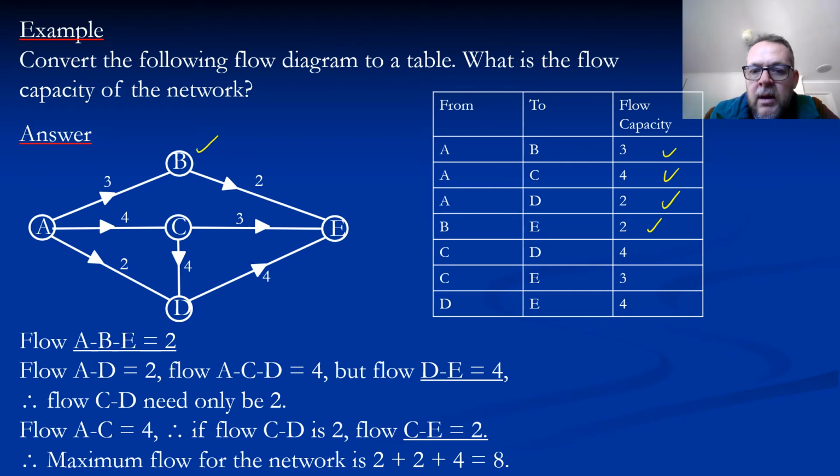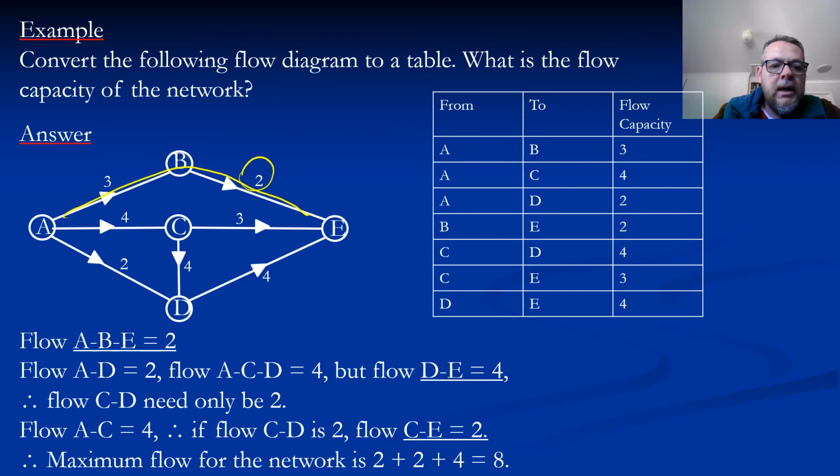Okay, now let's look at our C. C to D is 4. And C to E is 3. And D to E is 4. So we've now been able to read from a diagram into a table. Now, if we have a look here, the flow from A to B to E has got to be 2, hasn't it? So the maximum of that one could be 2.